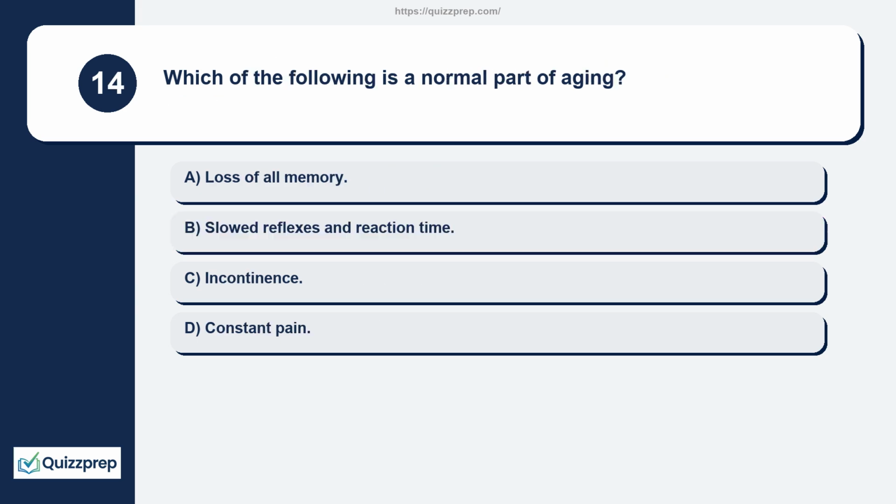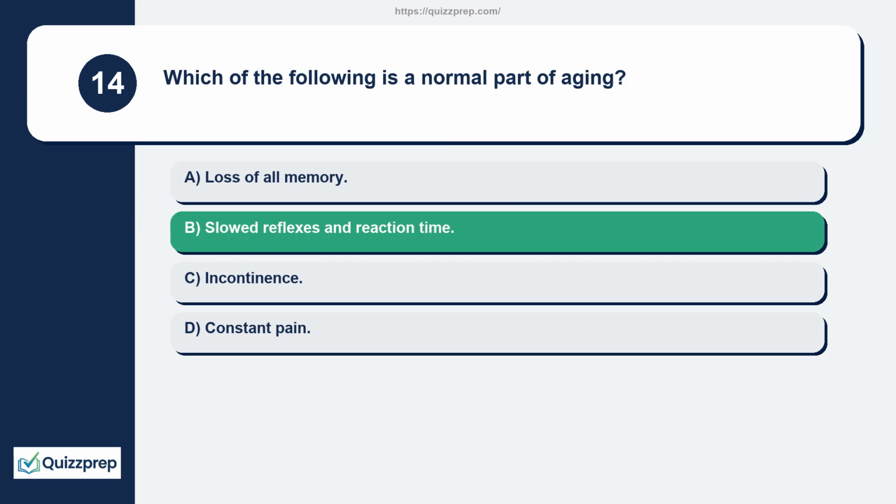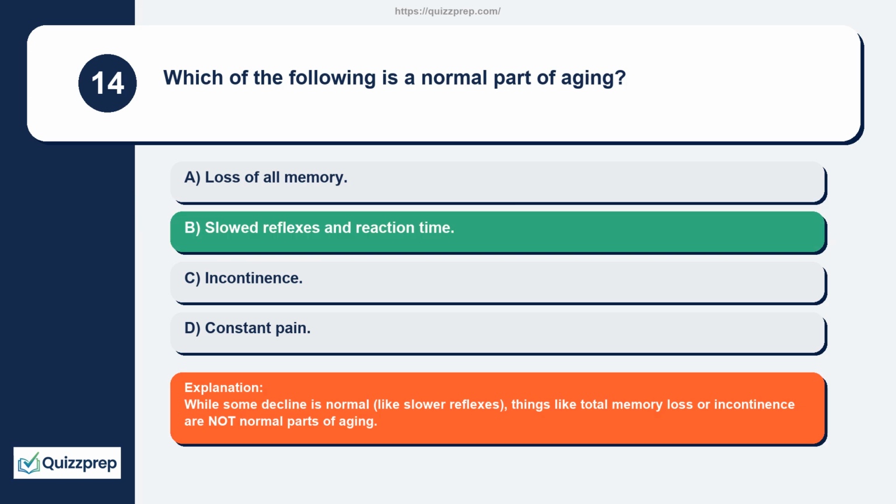Question 14. Which of the following is a normal part of aging? Loss of all memory, slowed reflexes and reaction time, incontinence, constant pain. While some decline is normal, like slower reflexes, things like total memory loss or incontinence are not normal parts of aging.